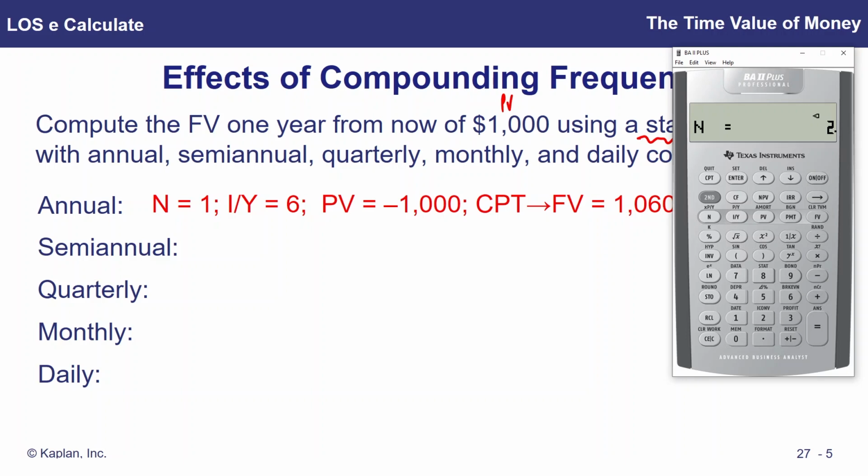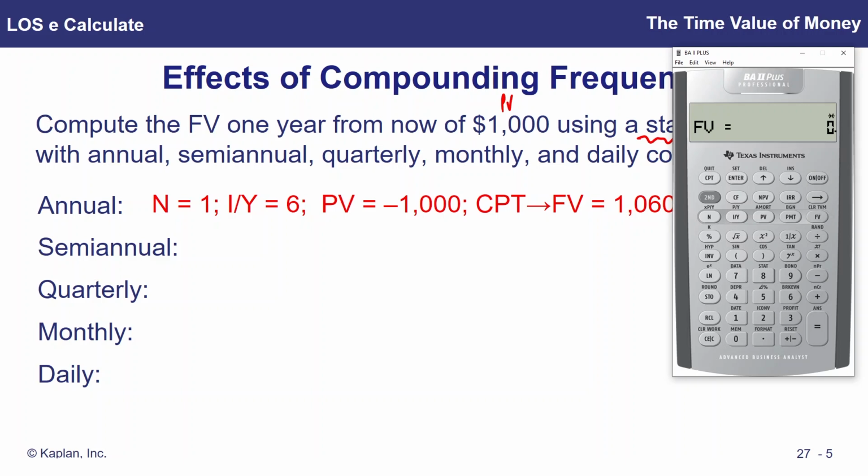Now that also means I'm going to need to change my discount rate. So I've got a stated rate of 6%. What that means is over the course of 6 months, I actually earn 3%. So we just take the stated rate and divide by the number of compounding periods in the year to get our unannualized rate of 3%. We're going to put that in as our IY. Okay, so 3. We've already got our present value in there of minus 1,000. So compute future value. Ooh, let's press compute future value. Oh, what have I done now?